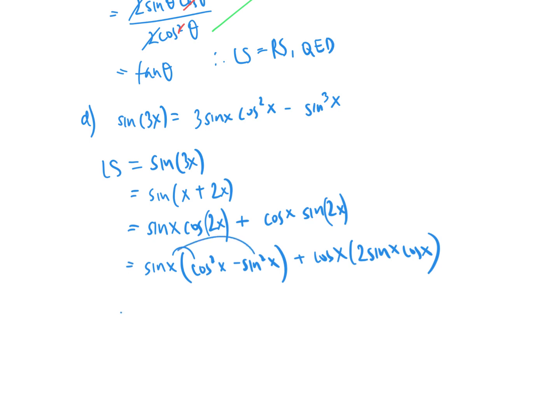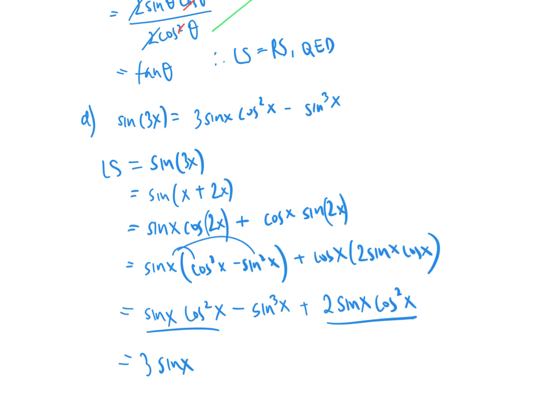So if I distribute here, I'll have sine x times cos squared x, which is good because I wanted that. And sine x times sine squared x is sine cubed x, so that's great. And then when we clean up this multiplication, it's going to be 2 times sine x and then cos squared x. And now these can collect, and we'll get that right side. So therefore the left side equals the right side, and there are no restrictions here because we didn't have any denominators.